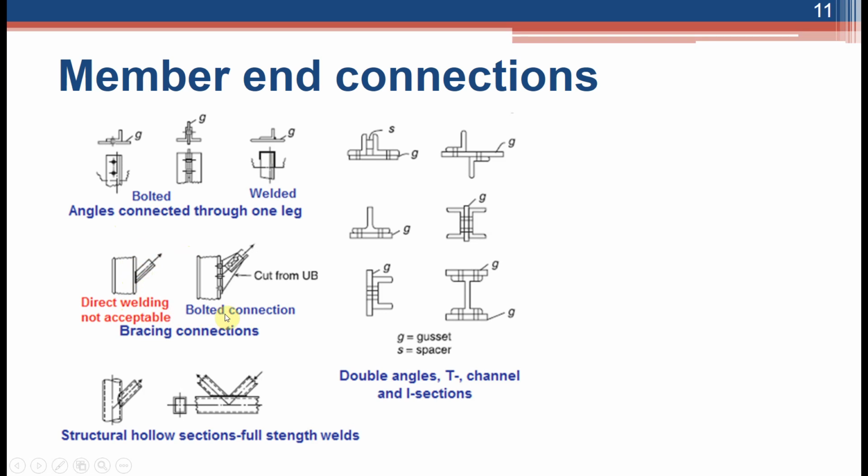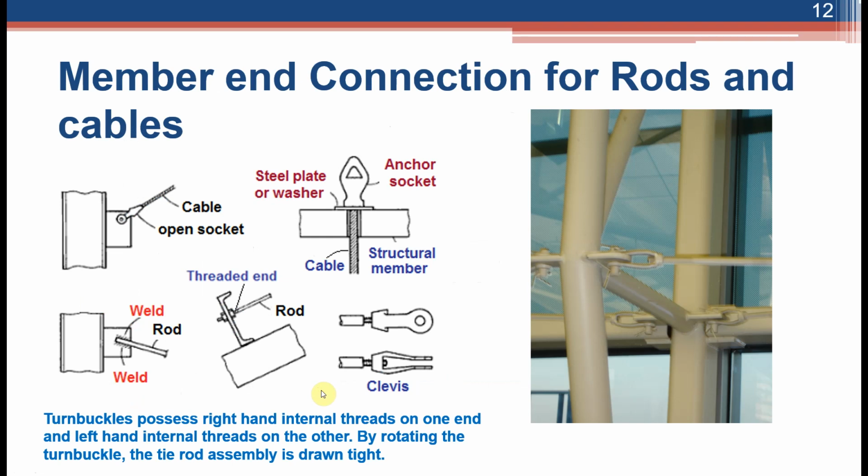basis is not acceptable. Bolted connection: here, this is a cut UB, universal beam section, and this universal beam section is connected by means of bolts to the flange of a column. Whereas these are structural hollow sections with full strength welds. In case of structural hollow sections, this vertical large diameter tube is connected by means of an inclined small diameter tube. Here a special shape is formed with the intersection of this larger tube. Here complete welding is provided at the joints.